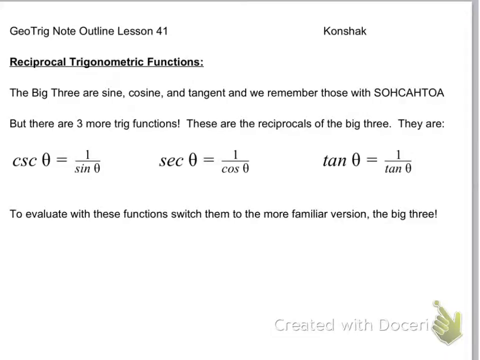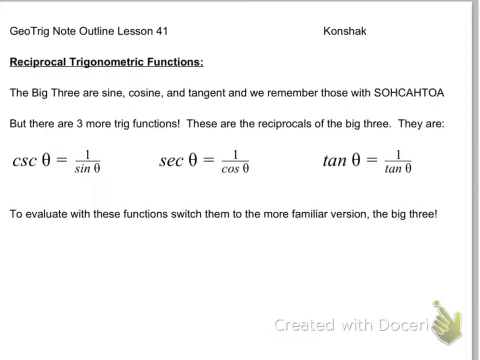We remember those by some old hippie caught another hippie tripping on acid, or SOHCAHTOA. You guys should have no questions on what SOHCAHTOA is, what it stands for, and how to use it. That means if I ask you what the sine of 30 degrees is, you should automatically know what to do. Reference triangles, write down SOHCAHTOA, it's opposite over hypotenuse, which ends up being 1/2.